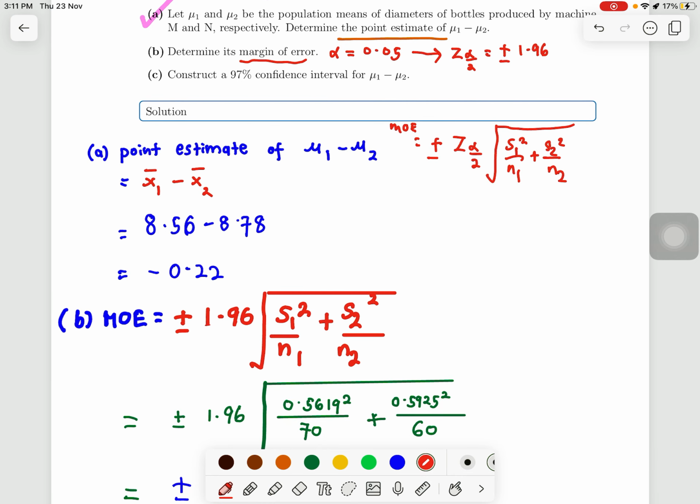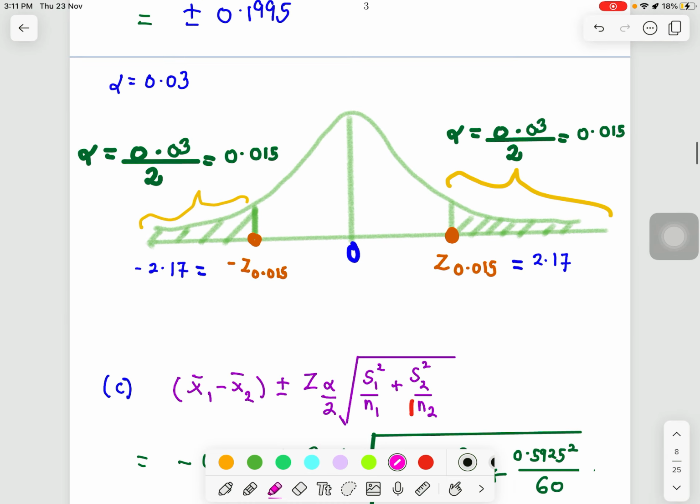Right, so to complete for B. And last, C, construct a 97% confidence interval for mu1, mu2. It's not a good question actually. It's supposed to be related to B, so construct a 95%. Alright, but it's okay, you just follow the question. Construct a 97% confidence interval for mu1 minus mu2. So it's the same as before.